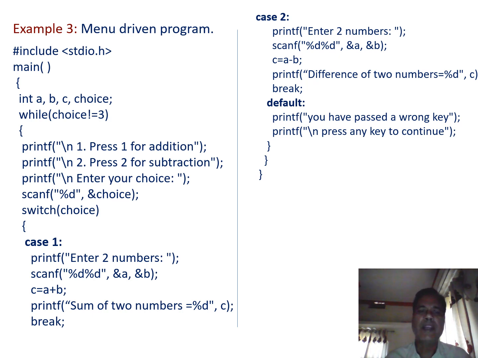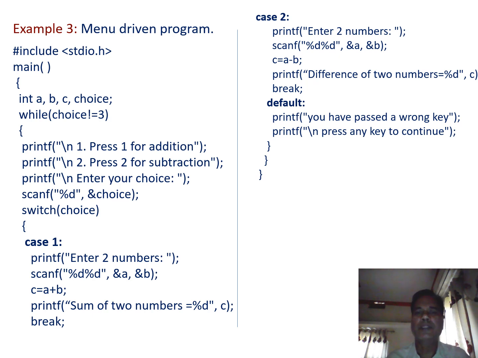In this way, if there is no match, suppose instead of 1 and 2 we enter 4, then the case values are not matched, and when case values are not matched, we go to the default case, and here you have "you have pressed a wrong key". This message is displayed, and also "press any key to continue". When we press any key, we again come into the loop. In this way, this program continues until we press 3.